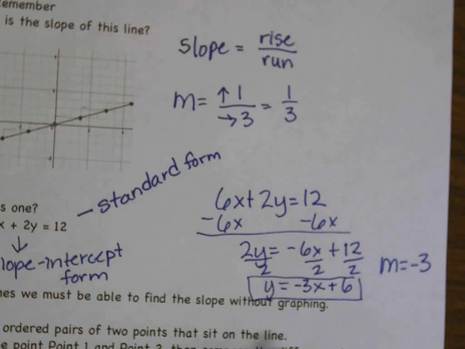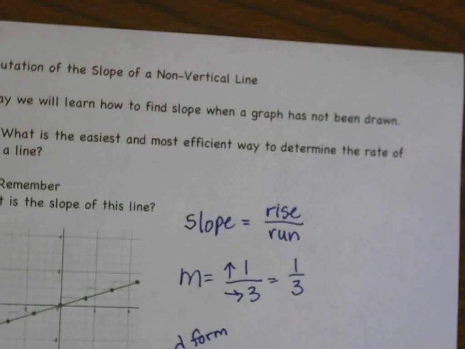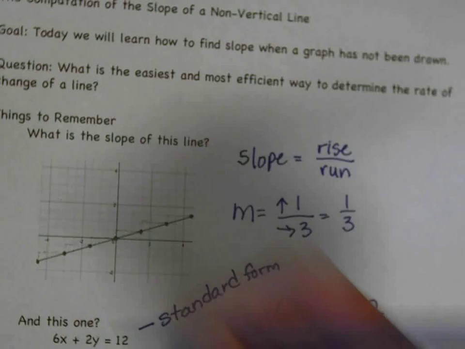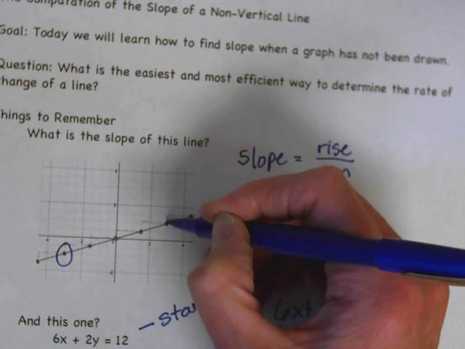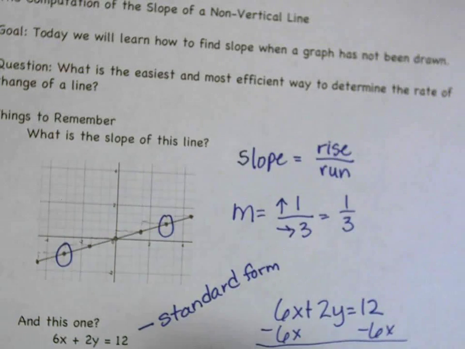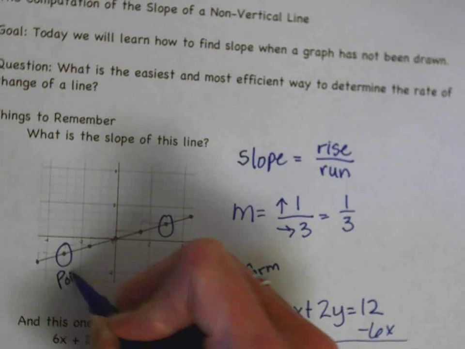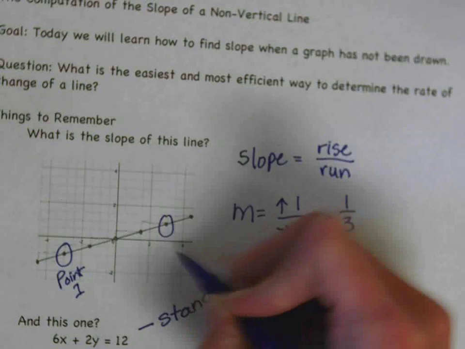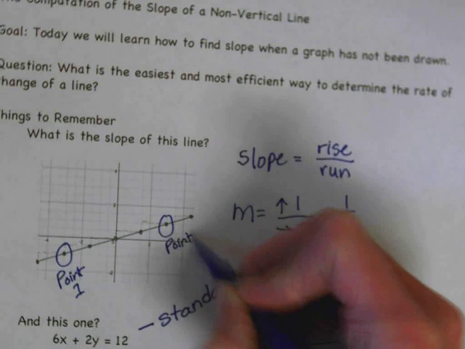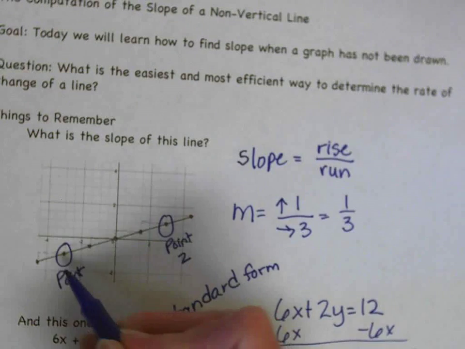Use the ordered pairs of 2 points that sit on the line, label the point 1 and the point 2, and then compare the difference between the y values and the differences between the x values. So what this is saying is pick 2 points on the graph. So let's go back to the graph for a minute. I'm going to pick this point and I'm going to pick this point. Okay? So we're labeling this point 1 and we're going to label this one point 2.